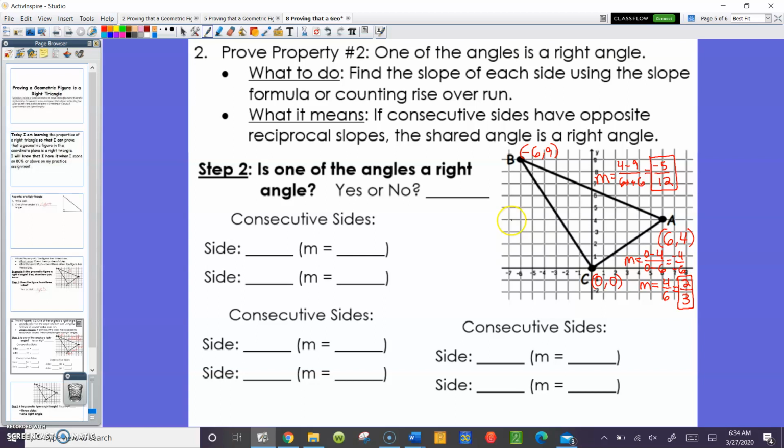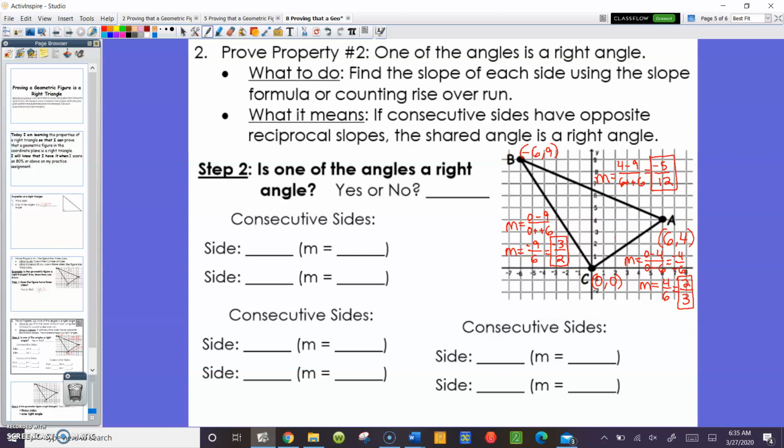Now finally, B and C. The change in y is 0 minus 9 over the change in x, 0 minus -6. So 0 minus 9 is -9, and 0 plus 6 is 6. Now we can simplify this by dividing both by 3. -9 divided by 3 is -3, and 6 divided by 3 is 2.